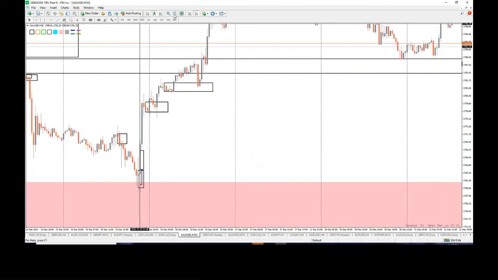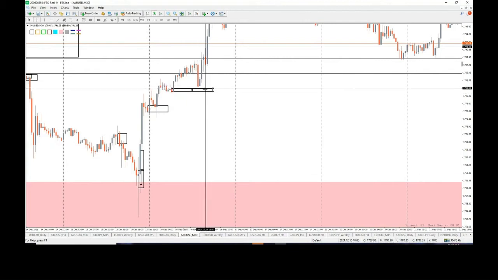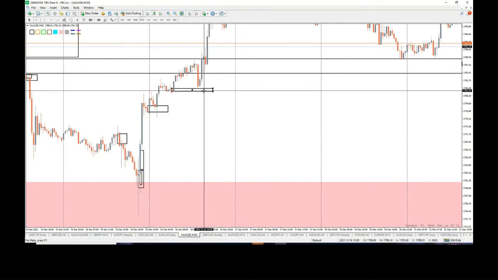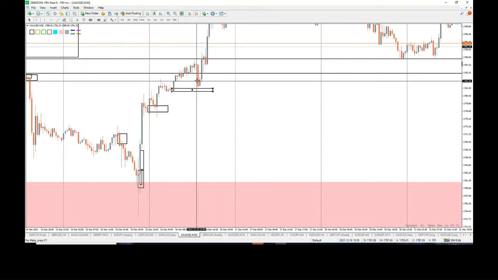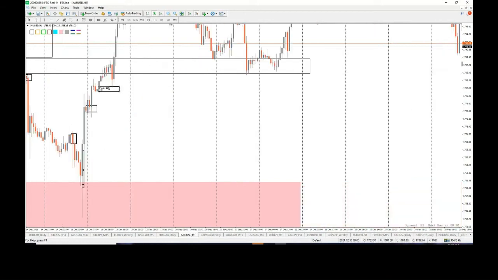If you go to a lower time frame, you can get a more precise zone like this. But if you're too precise, sometimes you'll miss trades.